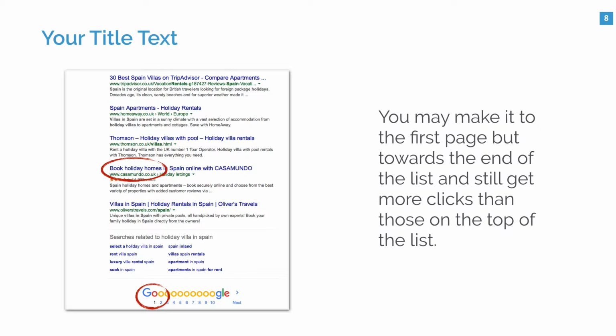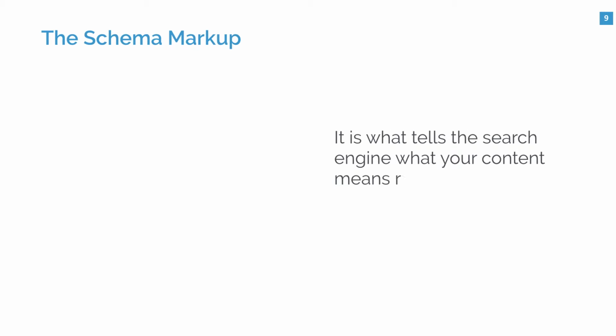However, you may make it to the first page, but towards the end of the list, and still get more clicks than those on the top of the list. This tip is usually overlooked by more than two thirds of marketers and SEO webmasters. This is the schema markup. It's what tells the search engine what your content means, rather than what it looks like.